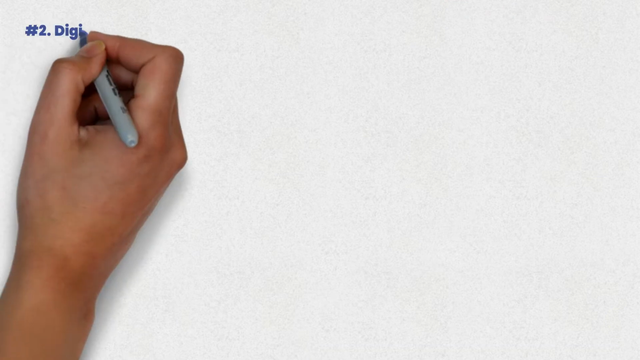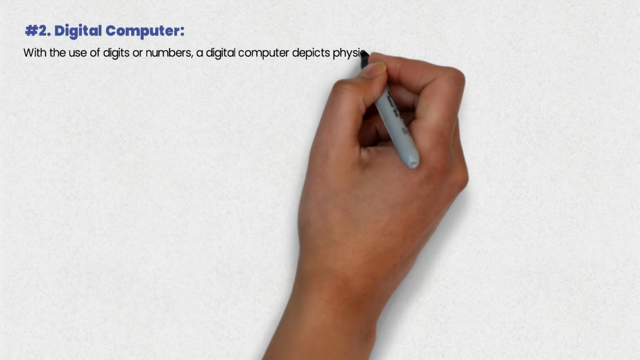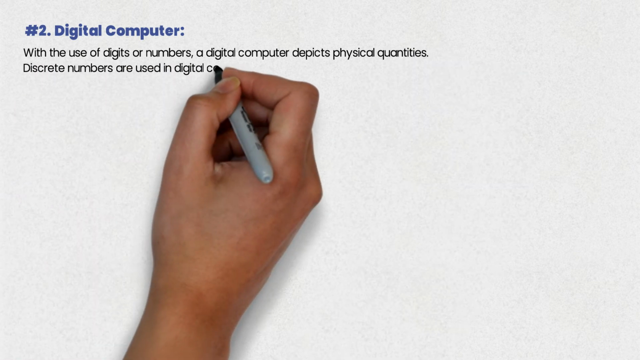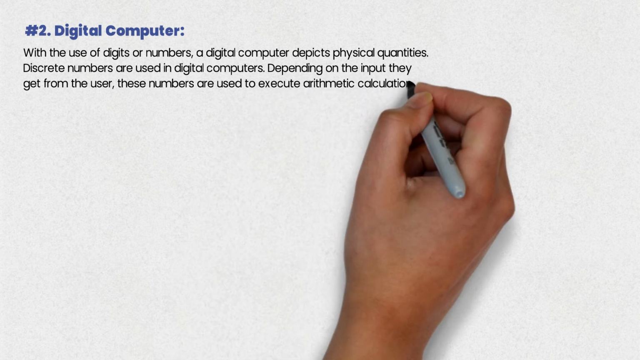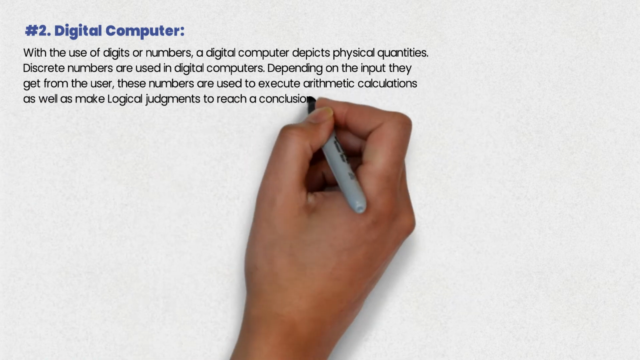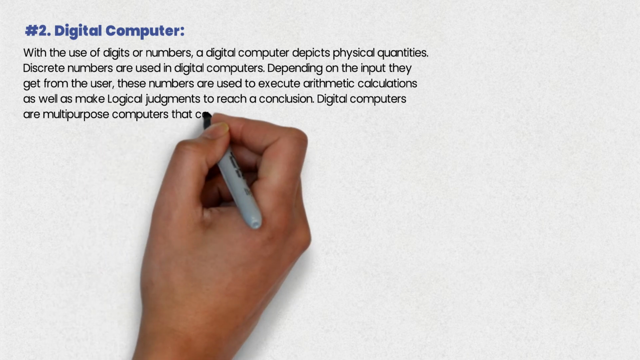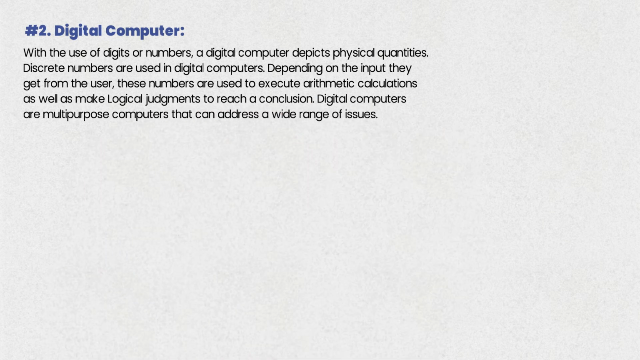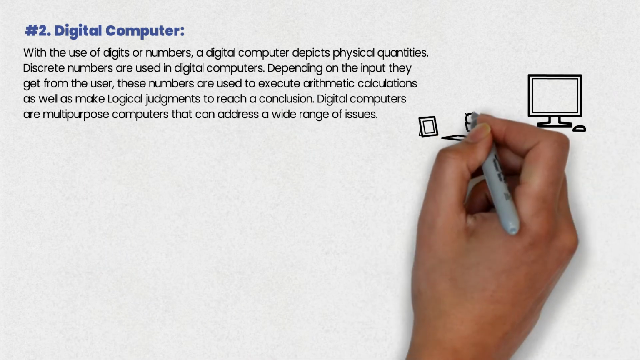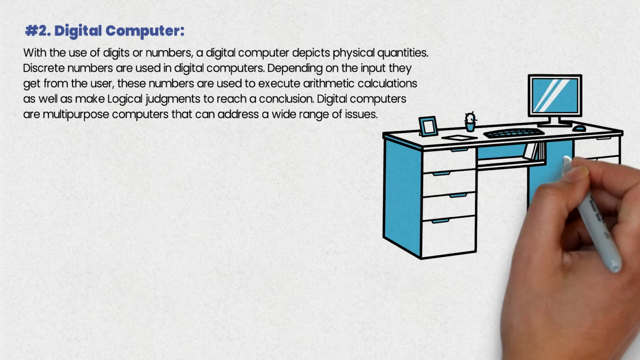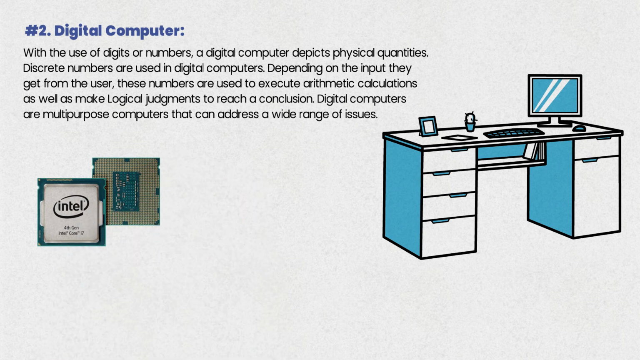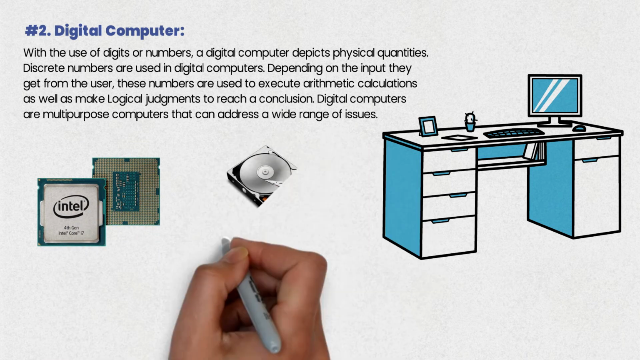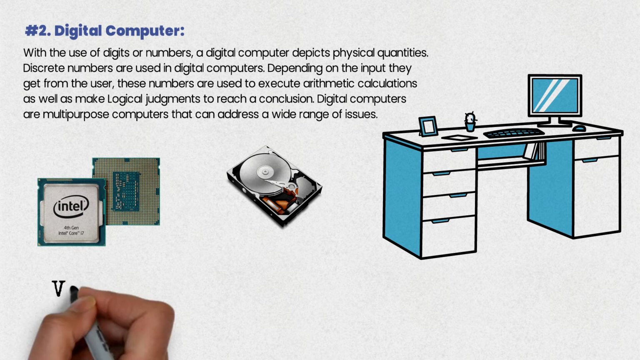Digital computer. With the use of digits or numbers, a digital computer depicts physical quantities. Discrete numbers are used in digital computers. Depending on the input they get from the user, the numbers are used to execute arithmetic calculations as well as make logical judgments to reach a conclusion. Digital computers are multi-purpose computers that can address a wide range of issues. They have high processing capabilities, enormous memory, and storage to handle and preserve data and information.